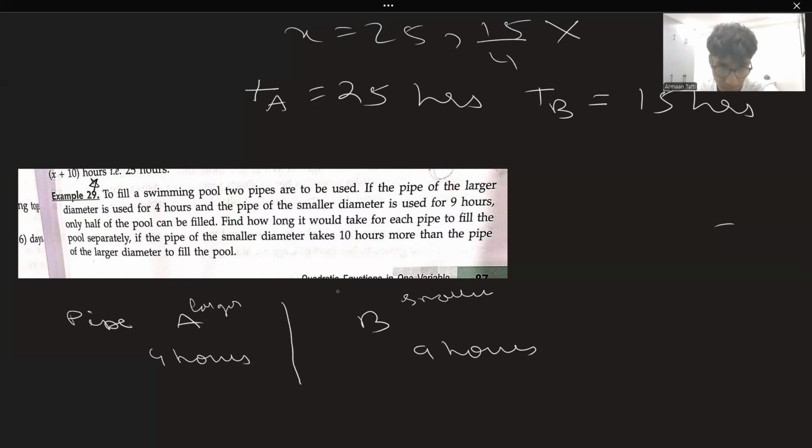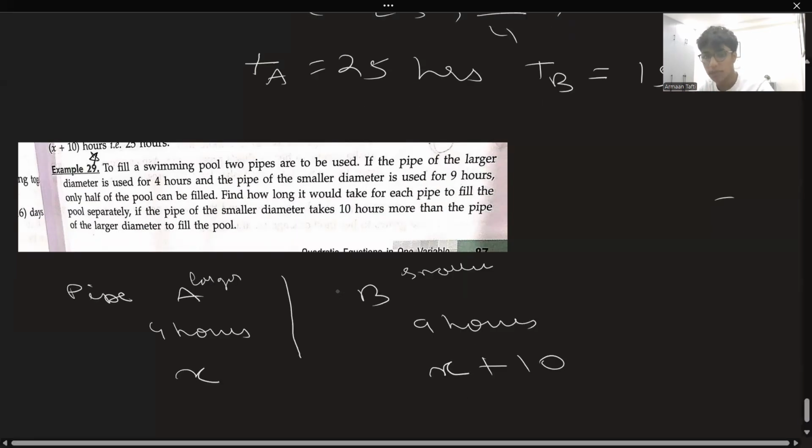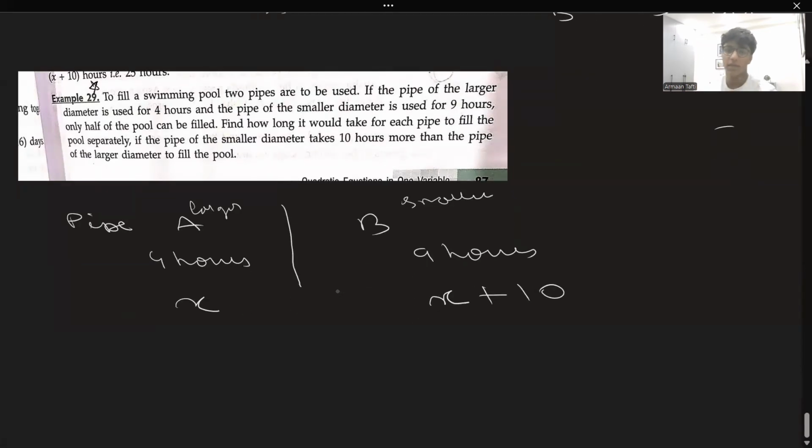So that means that if the larger diameter takes X hours, the smaller diameter takes X plus 10 hours, right? Because the smaller diameter takes 10 hours more. Okay. Now that we've gotten that in place, according to the question, if I work my larger diameter for 4 hours, right? So the amount of work done in 1 hour is 1/4, right?